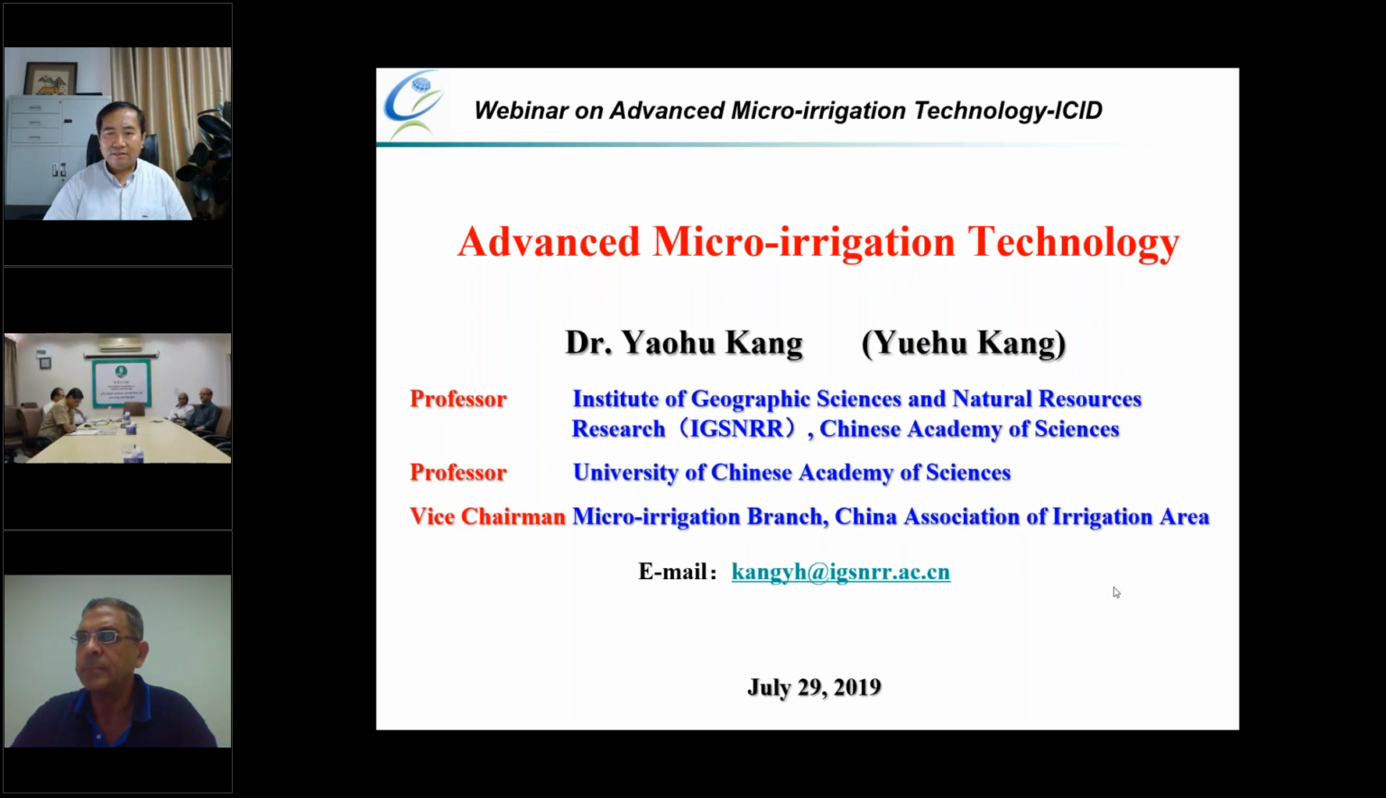Professor Kang has made internationally known achievements in both theoretical and technological aspects of micro-irrigation and sprinkler irrigation, and drip irrigation with saline water and saline soil utilization for agriculture. He has published more than 270 papers, obtained about 30 national patents and 9 software copyrights, and he was one of the main members in setting national standards and professional standards. So with this, I'll request Professor Kang to start.